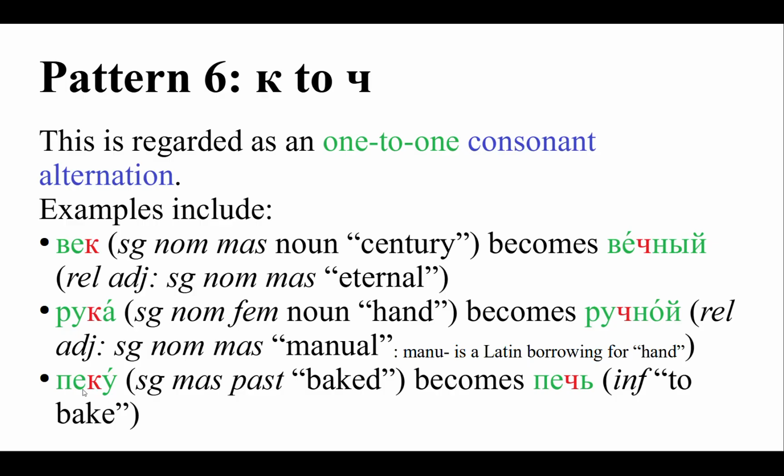Пёк, singular masculine past tense for baked, becomes печь. This is the infinitive to bake. You see, these three letters alter to become ч. Г to ж. Seventh. Г to ж.